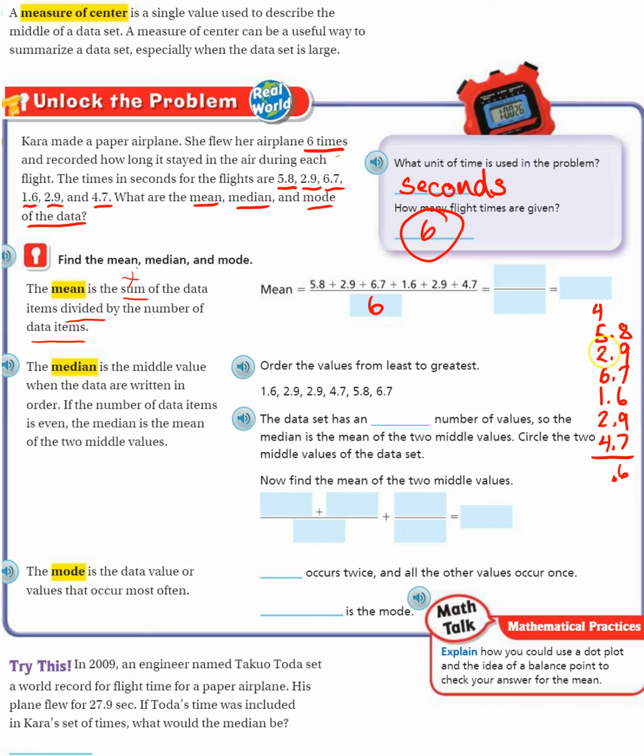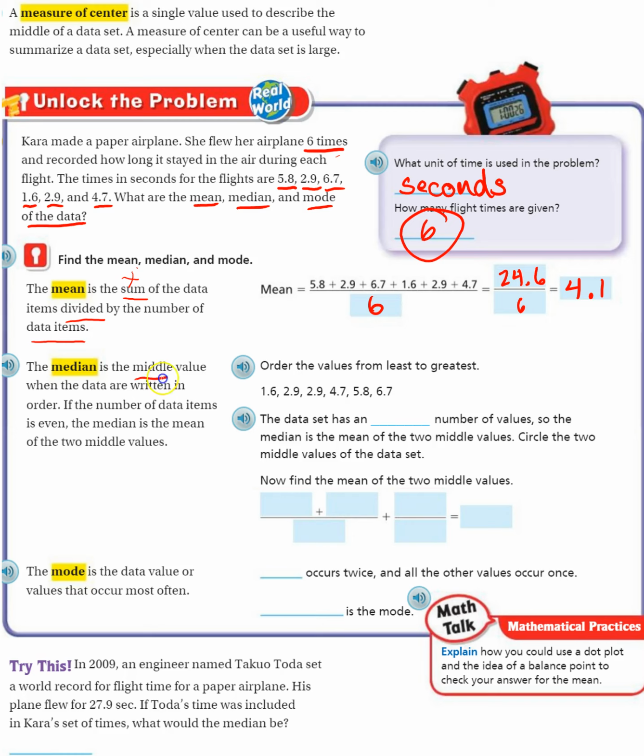Okay, 4 plus 5 is 9, plus 2 is 11, plus 6 is 17, plus 1 is 18, plus 2 is 20, plus 4 is 24. So this is 24.6 divided by 6. Well, this one you can divide using mental math. Six goes into the 6 1 time. 6 goes into 24 4 times. So 4.1 is the mean.